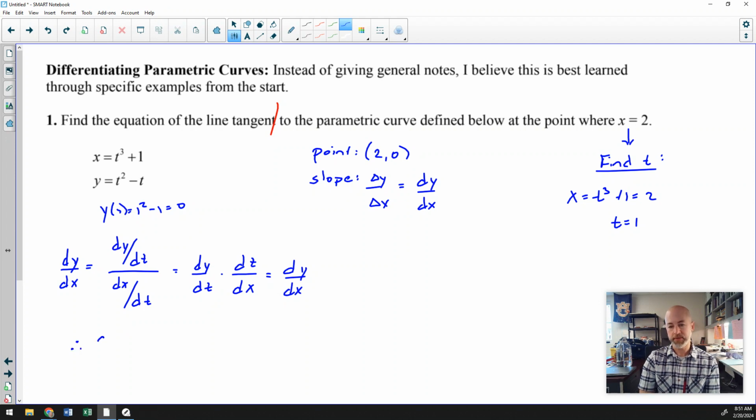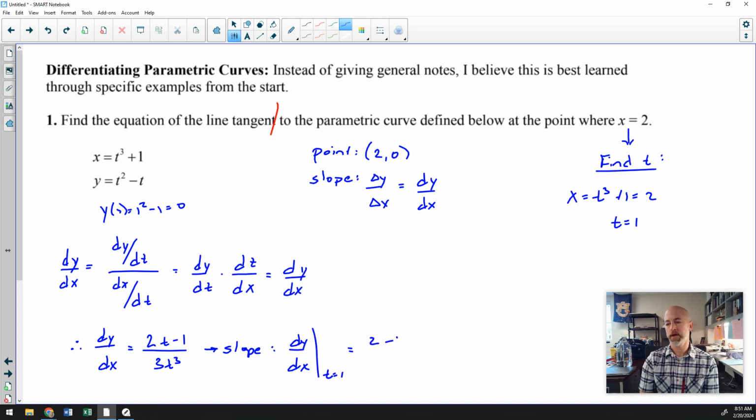Therefore, for this particular problem, dy dx is going to be the derivative of y with respect to t, which is simply 2t minus 1, over the derivative of x with respect to t, which would just be 3t squared. And if I want my slope at t is equal to 1, that would be my derivative such that t is equal to 1, which gives me 2 times 1 minus 1 over 3 times 1 squared, which is 1/3. And I finally have my slope of 1/3.